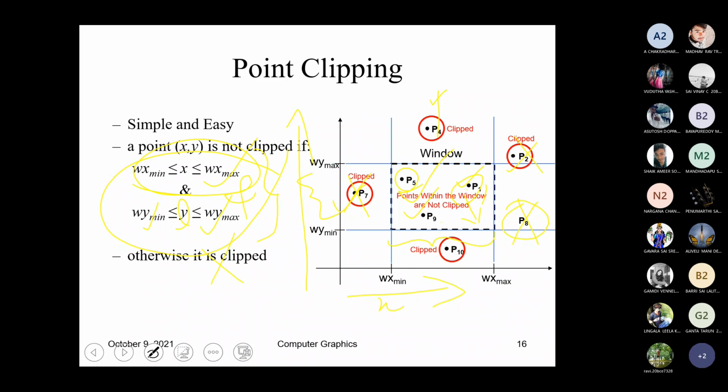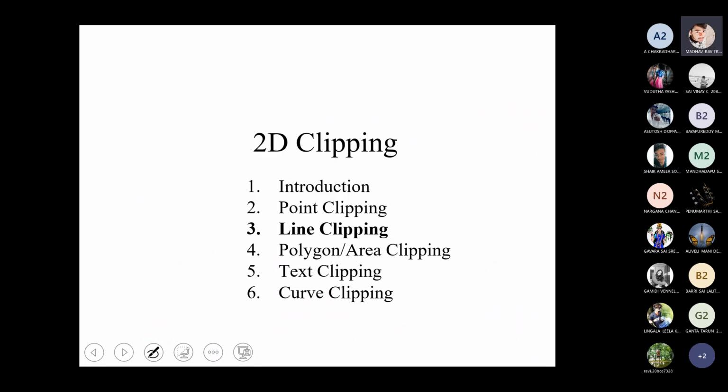Clear now? So any doubt, kindly ask. Understood? Clear, ma'am. Yes, ma'am.